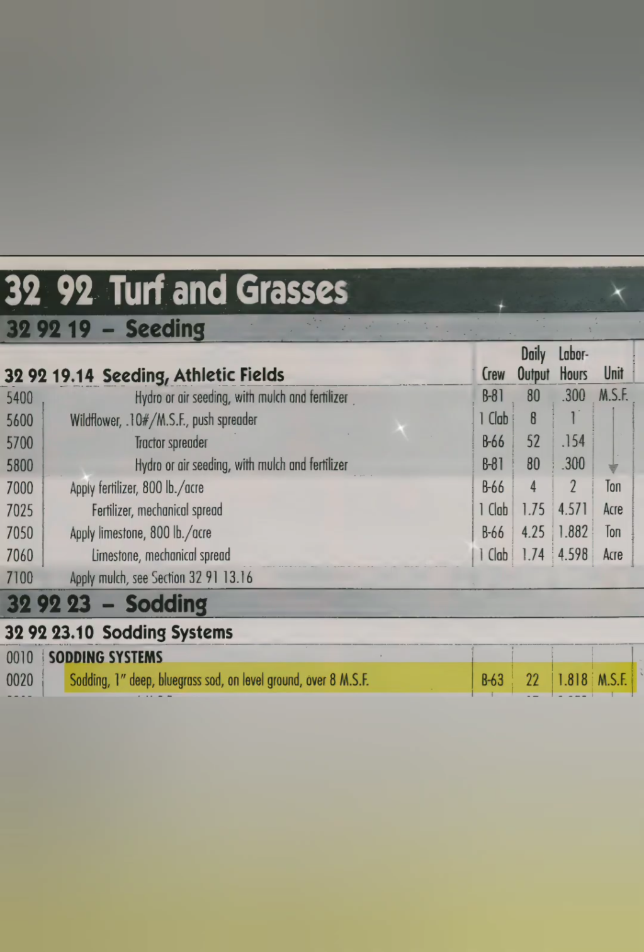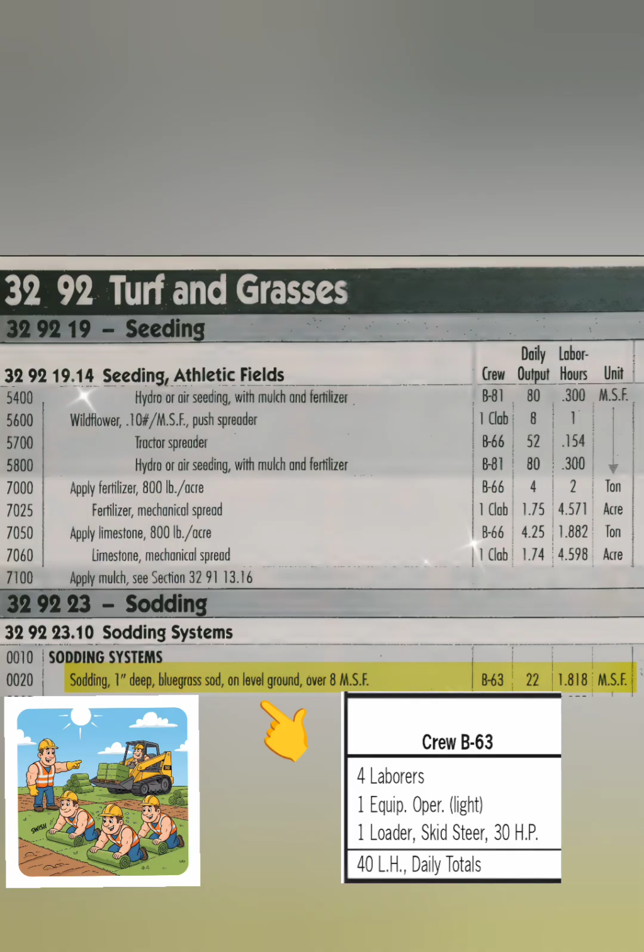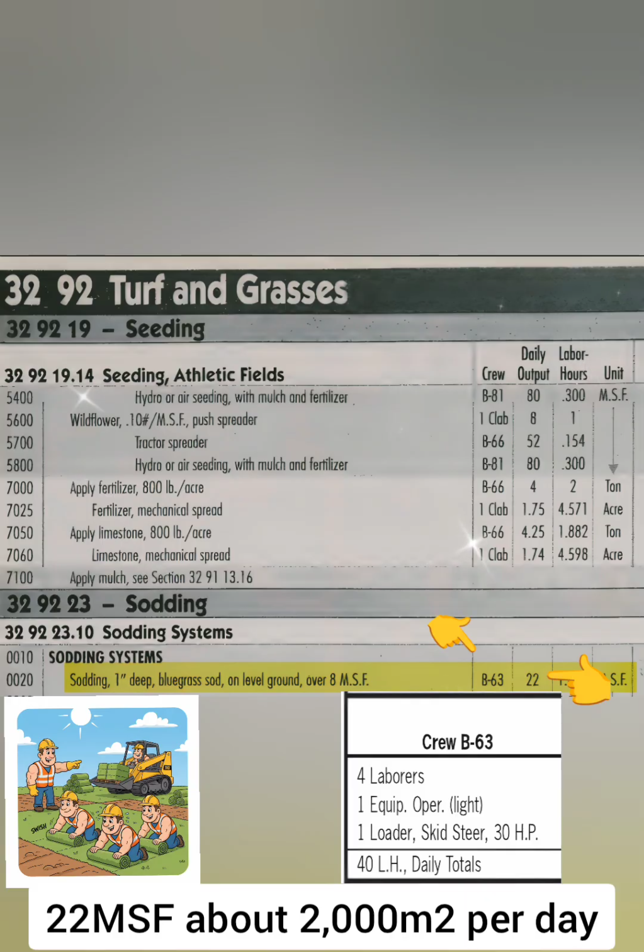Sodding was the item that we used in our previous video, and we're going to use that information to create this assembly. So if you remember correctly, we had 4 laborers, 1 skid steer, 1 equipment operator, and that would produce about 2,000 square meters per day of sod installed.